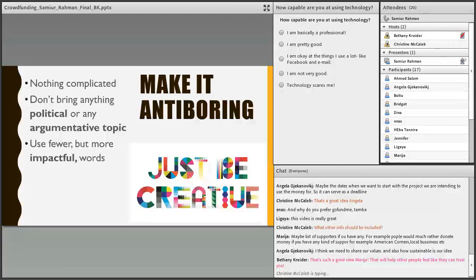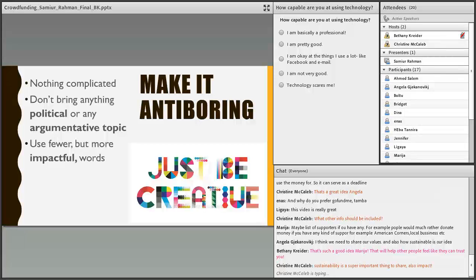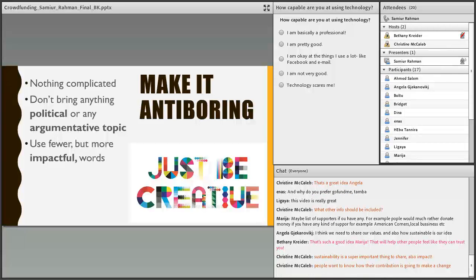So if you see, make it anti-boring. You don't want to make it boring. People don't want to read a list of papers about what you're going to do. If you can express five things in one paper or one picture, that is better than reading a lot of stuff, right? So don't bring anything political or argumentative, so that people do not question your ideas. You don't want to make it really controversial, like, why is he doing this and not supporting this? So don't bring in anything not related to your project.